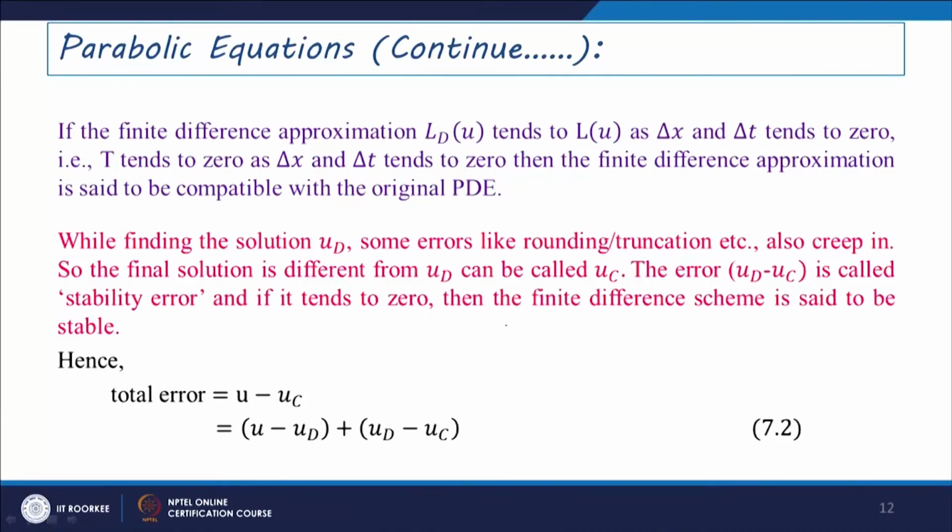So, the final solution will be different from this discretized solution at the earlier one, and if we can just find the final solution, it may differ from UD and it can be called UC here. Then the error associated with this propagation, that is especially UD minus UC, is called the stability error, and if it tends to 0, then the finite difference scheme is said to be stable. The total error we can write as U minus UC, that is nothing but U minus UD plus UD minus UC. So first we are considering the discretization error, then this propagated error afterwards.